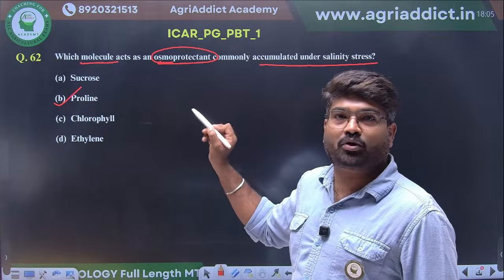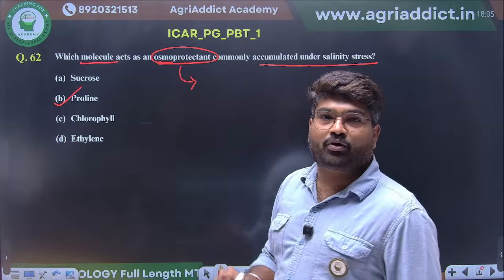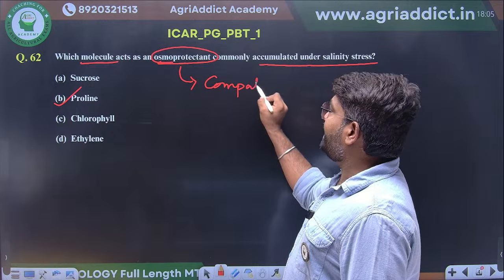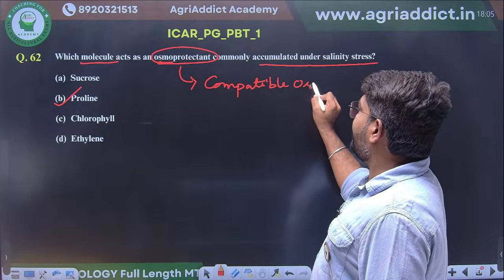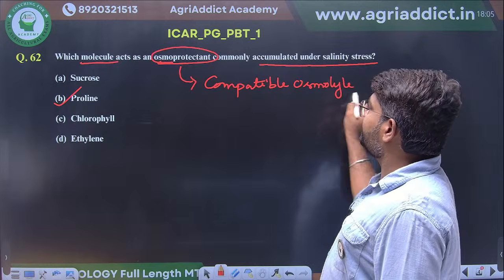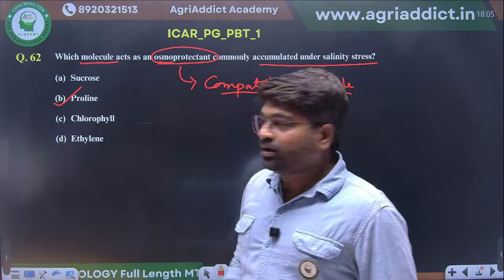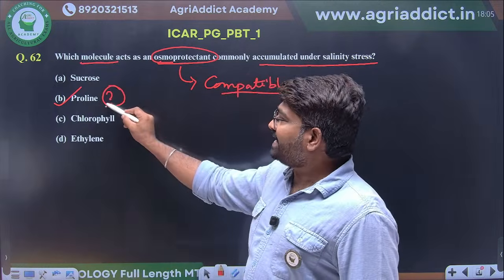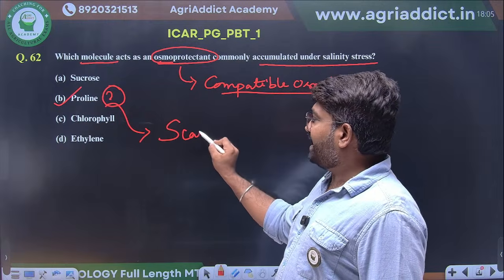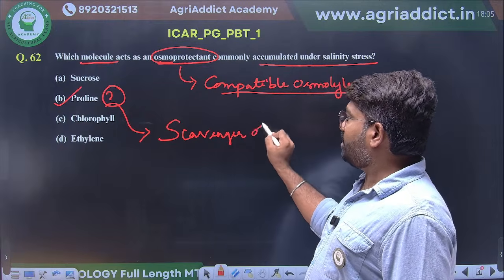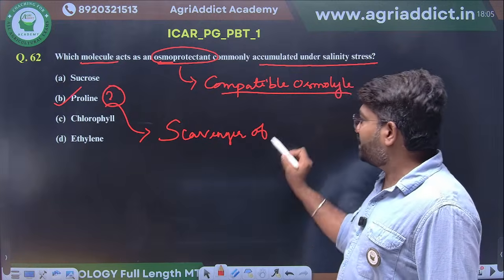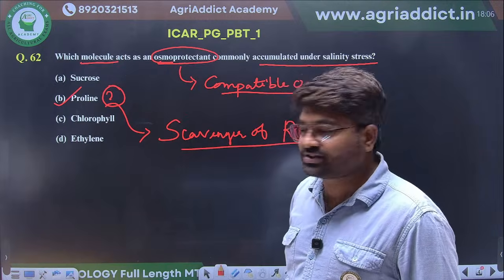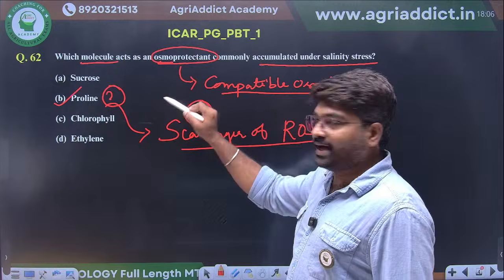The other name for osmoprotectant is compatible osmolytes. This is also very important. We can say compatible osmolytes. What will proline do during stress conditions? It will act as a scavenger of reactive oxygen species. ROS will be produced, and that will be scavenged by proline. This is another important role of proline.